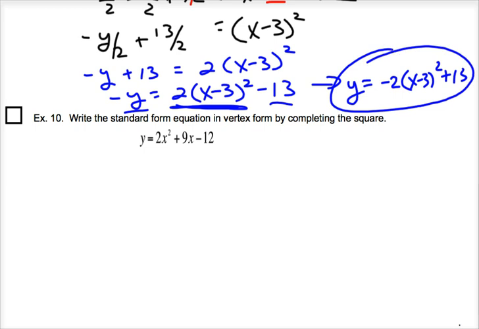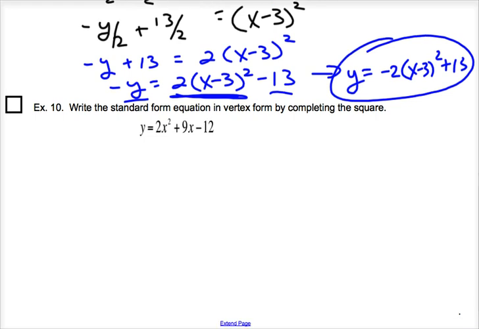What's the vertex of that one? If I asked you for the vertex, could you tell me? Hopefully you remember the vertex is 3, 13. Okay, last one.